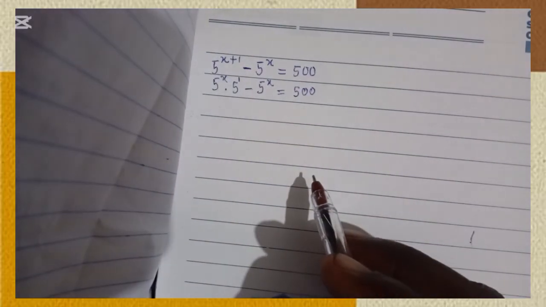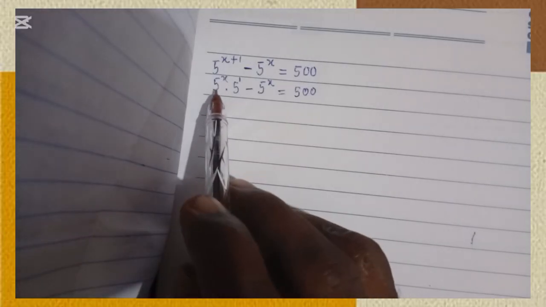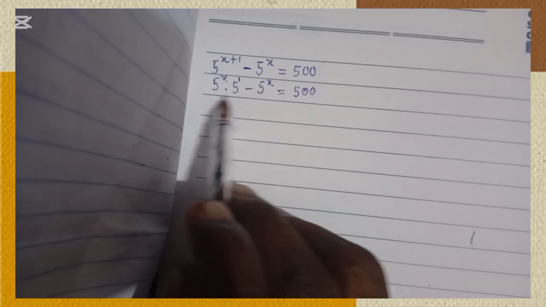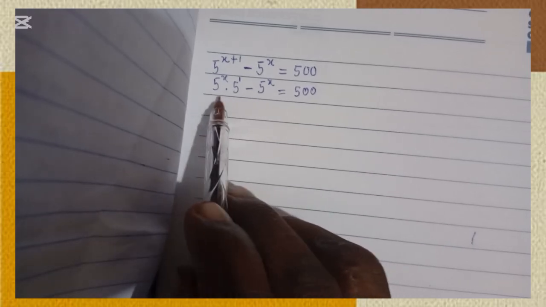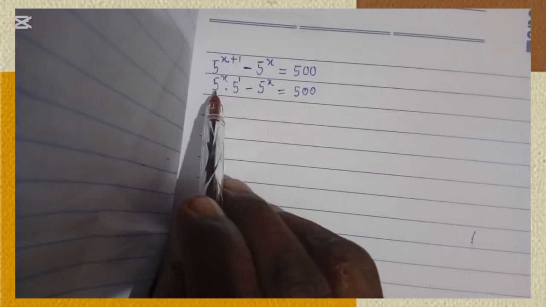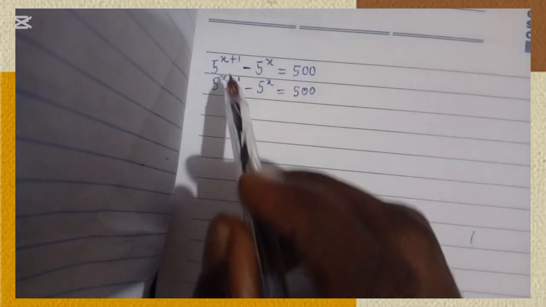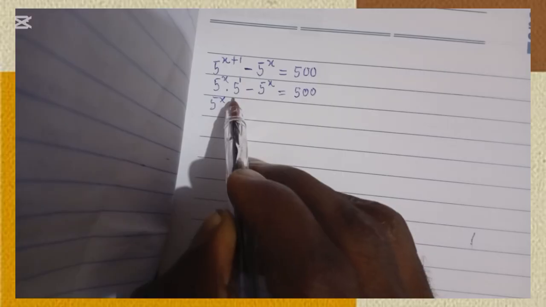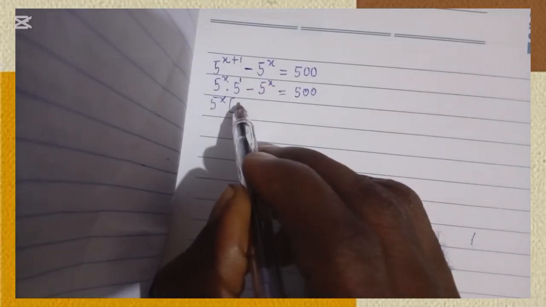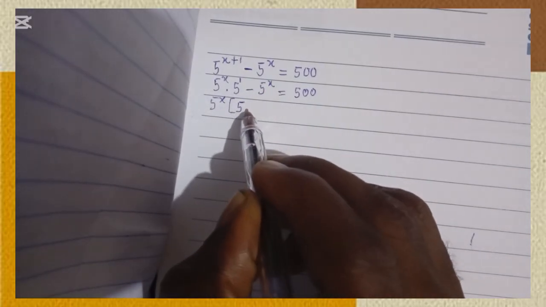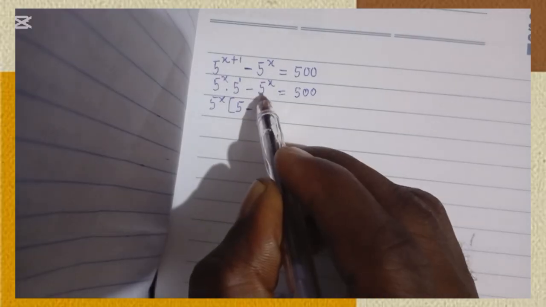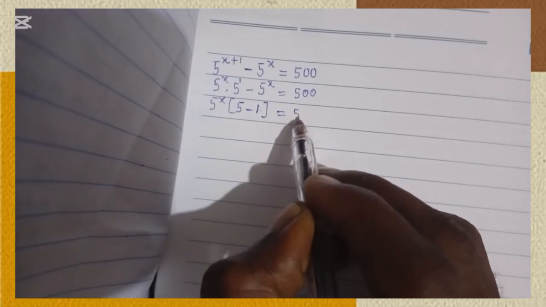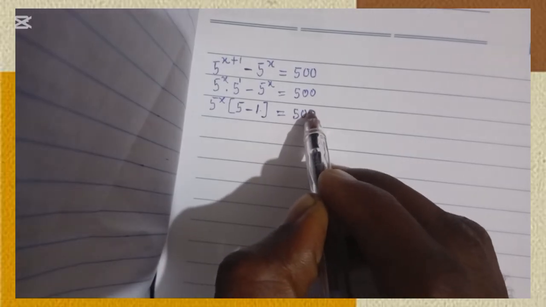Okay, we can already see that 5 raised to the power of x is a term that is common to both of these terms on the left hand side of this equation. So we can bring out 5 raised to the power of x since it is common to both of them, and this expression becomes 5 raised to the power of x. We open a bracket here and we are left with 5 raised to the power of 1 minus 1. Okay, when you bring out 5 raised to the power of x here, you are left with 1, which is equal to 500. Okay, I believe you can see where we are going with this.